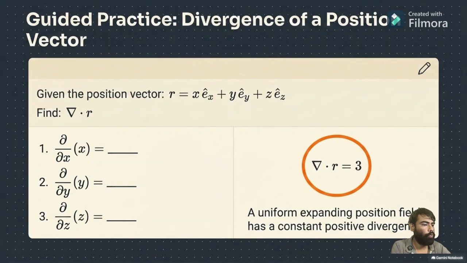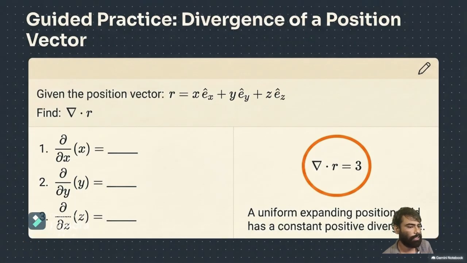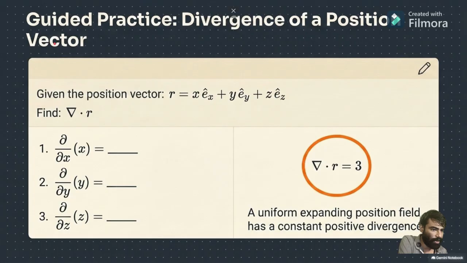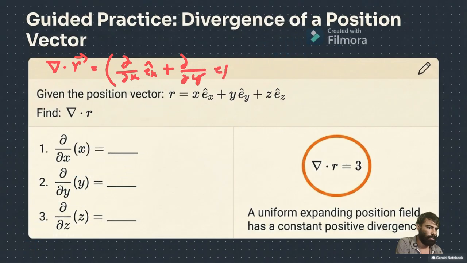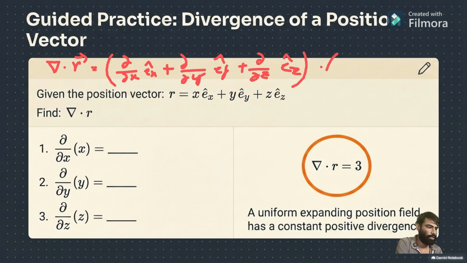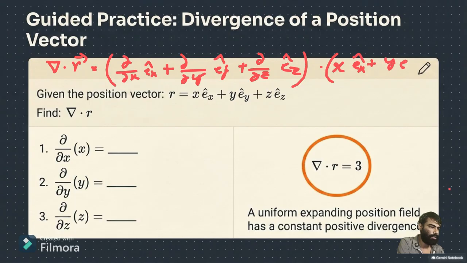Okay. Now what if we take the normal position vector, r equals x e_x cap plus y e_y cap plus z e_z cap? What will be the divergence of this? The first thing is you will have to find the divergence, del dot r. Now del dot r will be the divergence of del/del x e_x cap plus del/del y e_y cap plus del/del z e_z cap, in a dot product with x e_x cap plus y e_y cap plus z e_z cap, right?